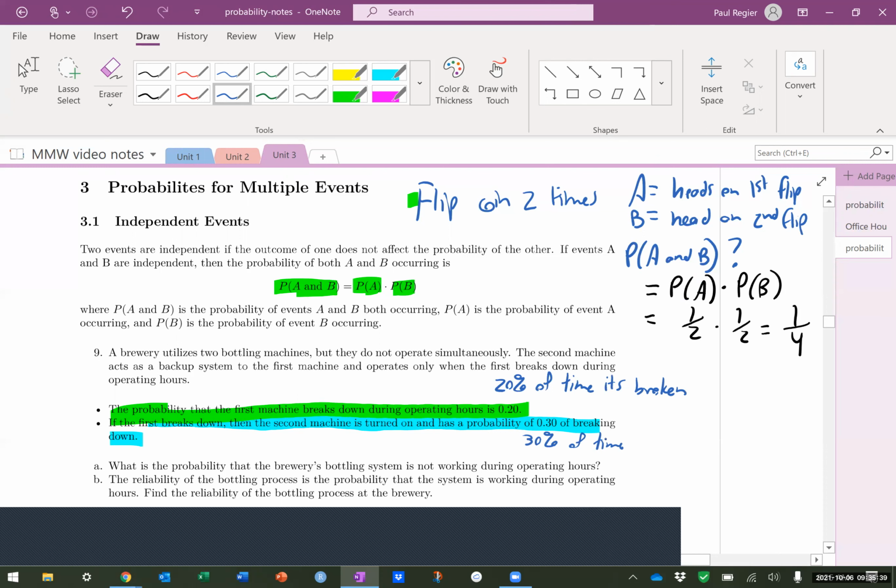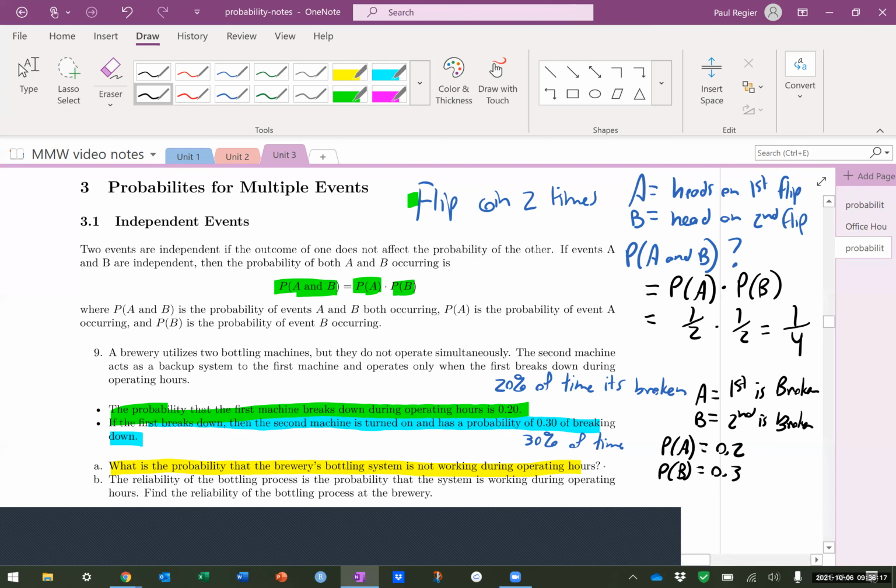This is kind of important to know: what's the chance that both are not working? Probably that neither of the systems brewing are working. So let's call A the event that the first one is broken, and let's call B the event that the second one is broken. So probability of A is 0.2. There's a 20% chance of it breaking. Probability of B is 0.3.